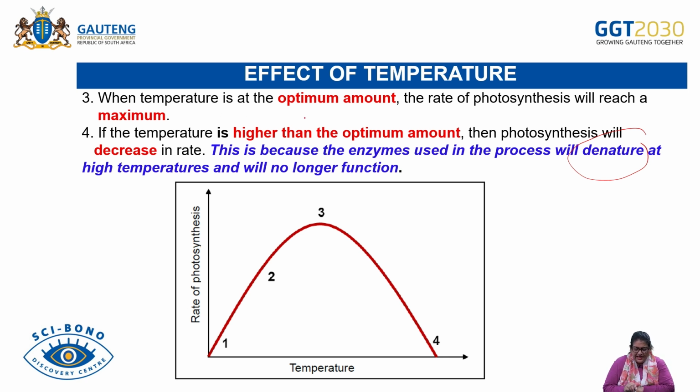When temperature is at its optimum, that is at level 3, the rate of photosynthesis will reach a maximum. If the temperature is higher than the optimum or maximum, then the photosynthesis will decrease in rate. See, when you're giving higher temperature, instead of the photosynthesis increasing, it's now going to start decreasing. This is because the enzymes used in the process will denature at high temperatures and will no longer function.